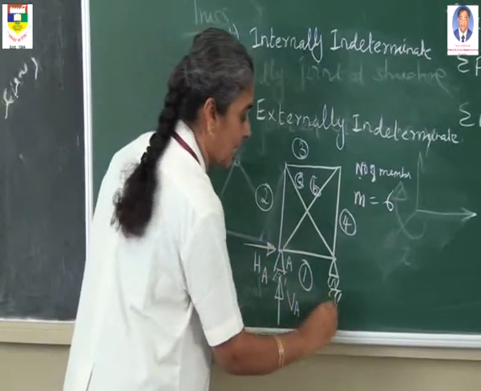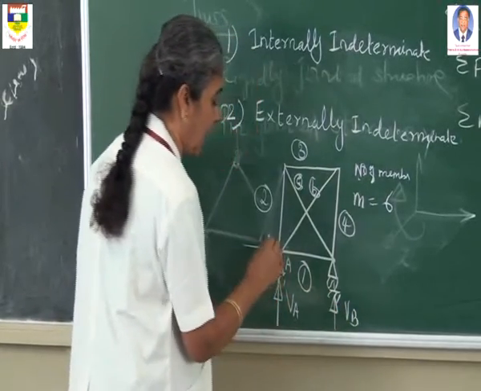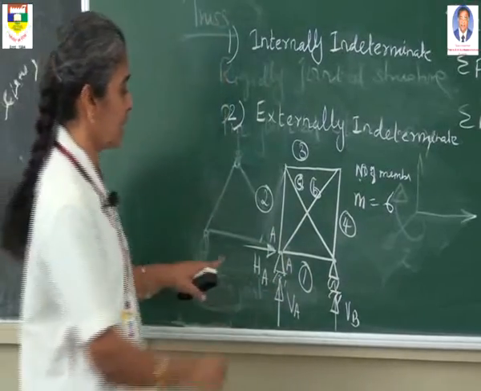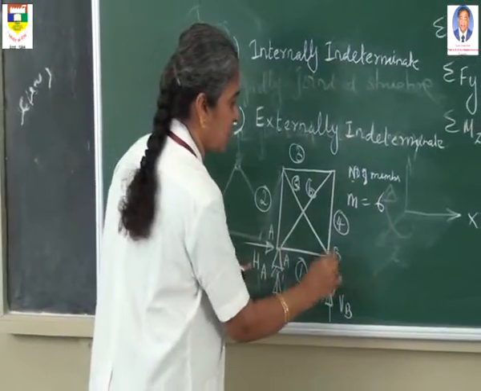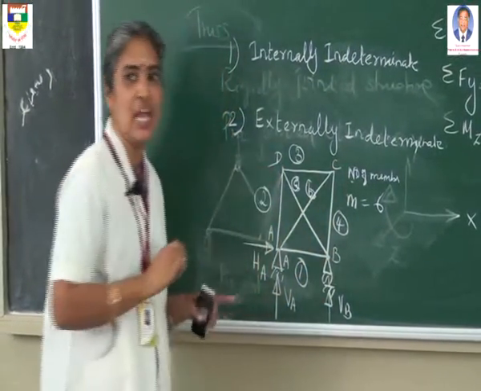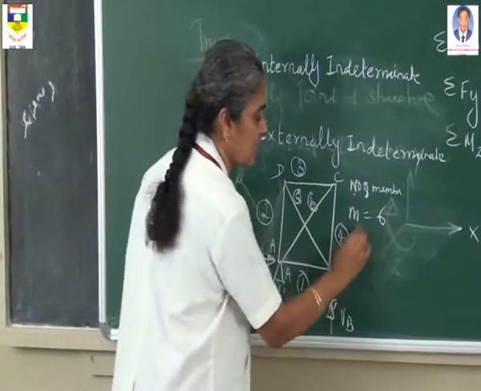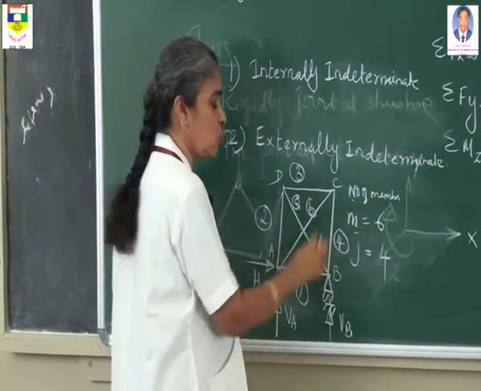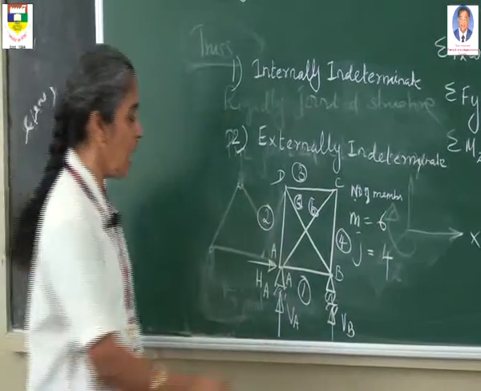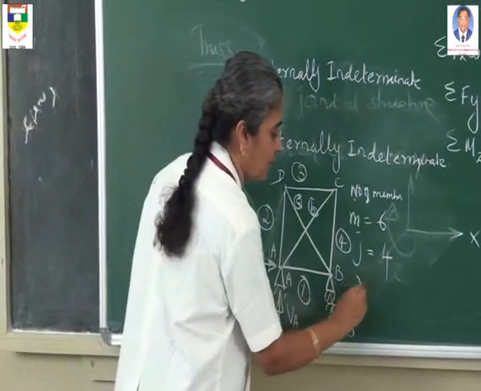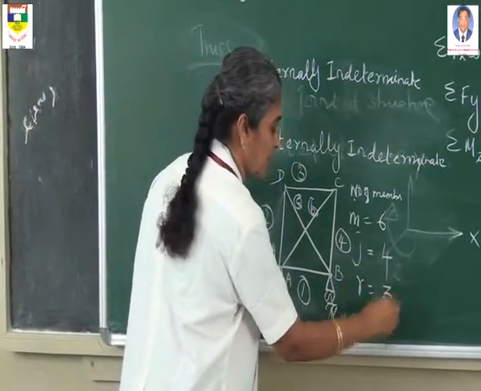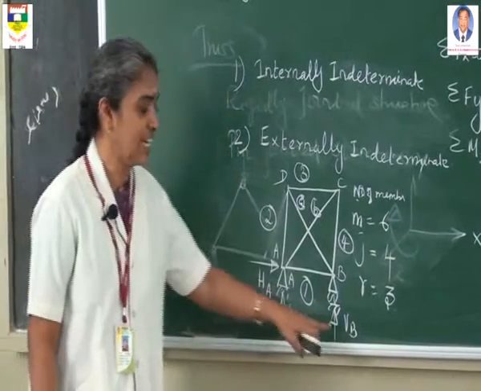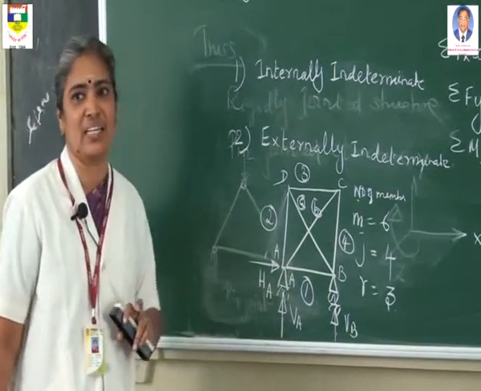and another reaction is acting in the horizontal direction, it is HA, and this reaction is VB, and I have named the joints as A, this is B, this is C, and this is D. So number of joints is 4 joints. This is not a joint because these 2 members cross each other. Number of reaction components is only 3. 2 vertical reactions and 1 horizontal reaction.